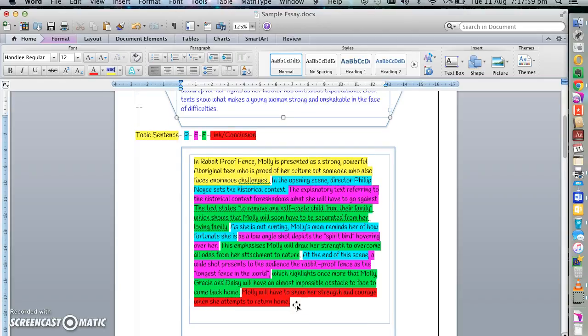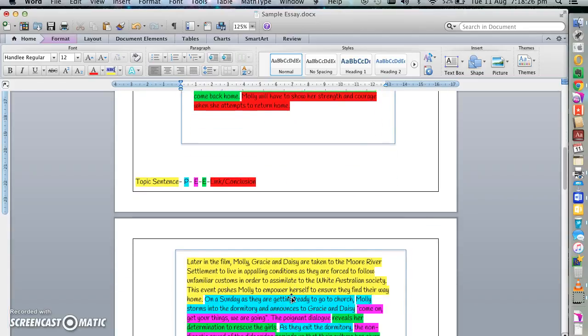Okay, so as you can see in my first paragraph, I refer to Molly and the opening scene, and how I have decided to include some specific evidence to prove my point that Molly is a woman warrior. And that is the link to her Aboriginal background, and the fact that that fence is shown there, showing that she will have to overcome that obstacle of distance.